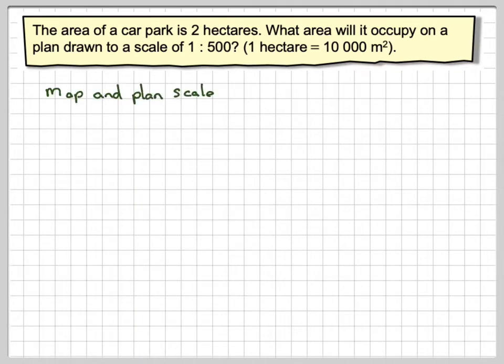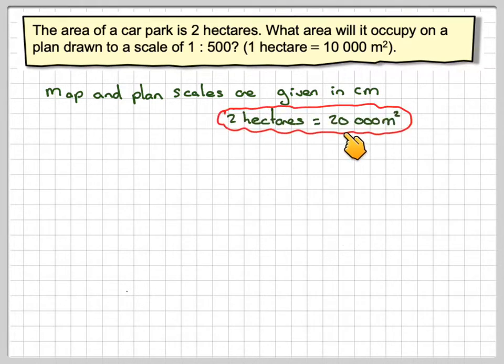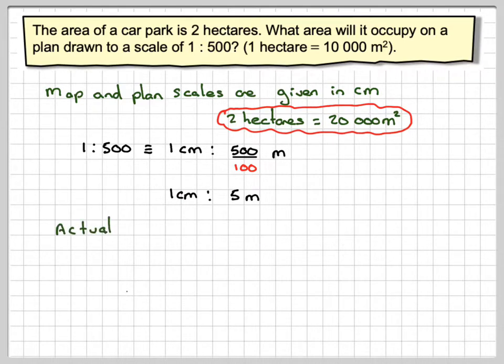So map and plan scales are given in centimetres. So we'll work out that 2 hectares is 20,000 metres squared. So 1 to 500, which is the scale of the plan, will mean that 1 centimetre is equivalent to 500. If you divide that by 100, that will give you the scale in metres. So that will tell you that 1 centimetre is a ratio of 1 centimetre to 5 metres.